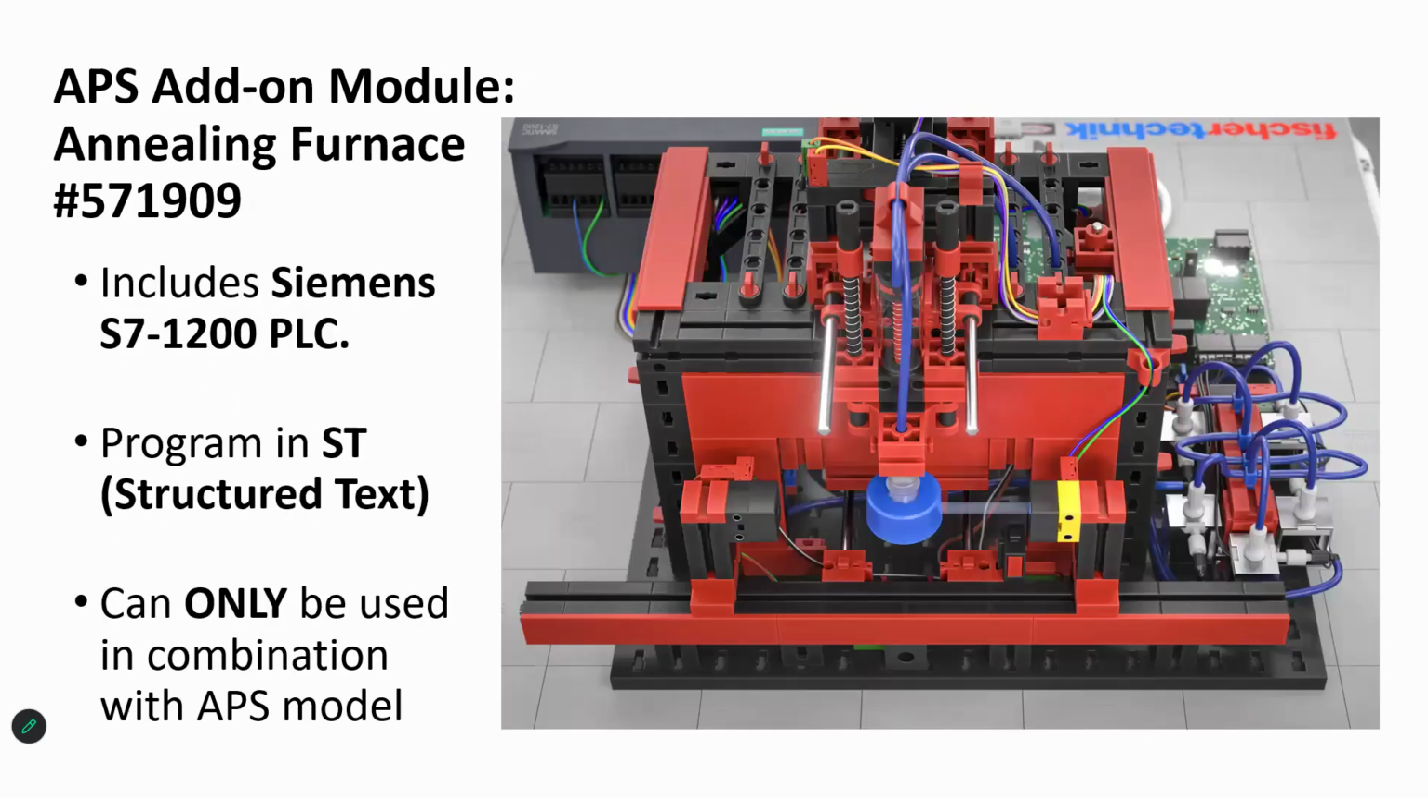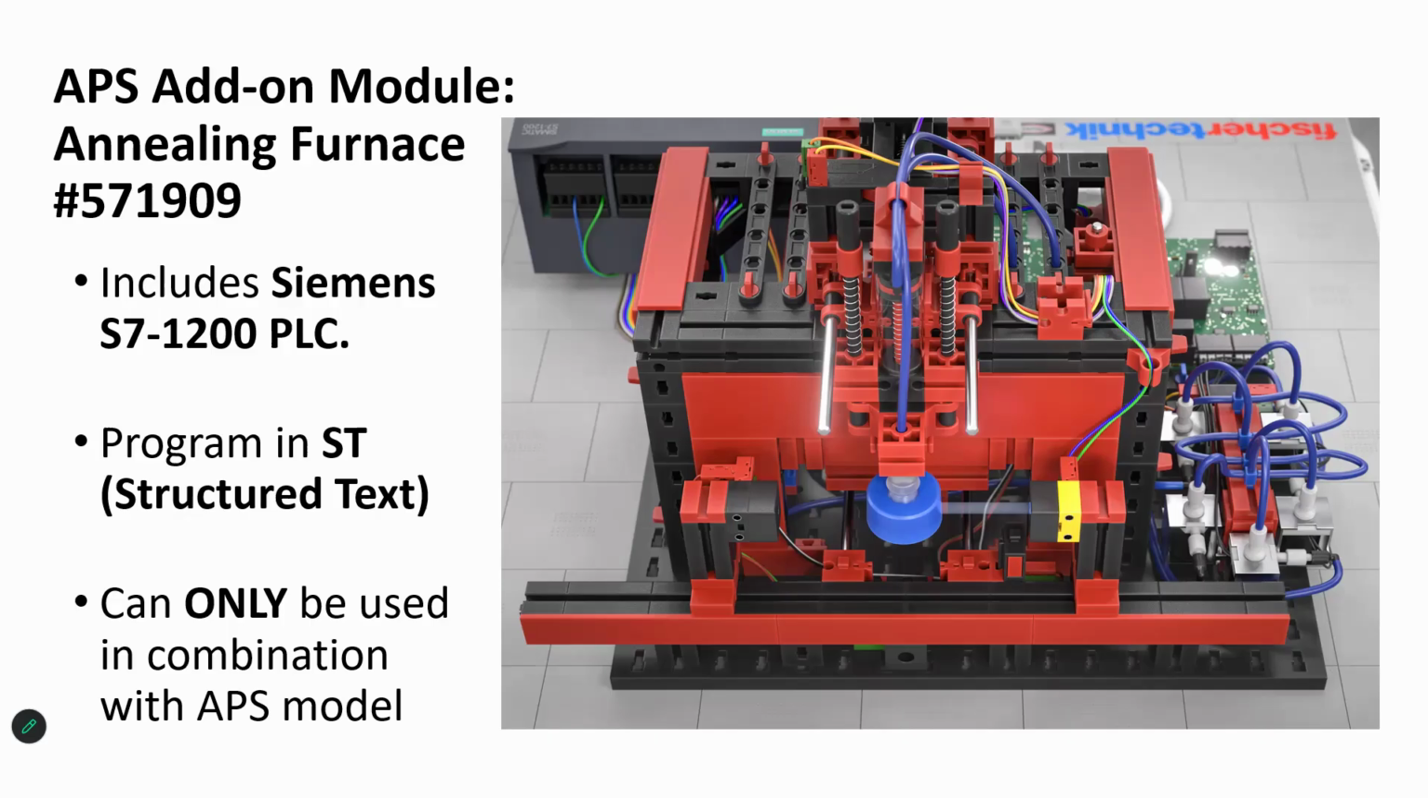The module, like most of the modules of the APS, again includes its own Siemens S7-1200 PLC, which has been pre-programmed in structured text. As an FYI, the annealing furnace module has dimensions of approximately 22.5 by 15 by 9 inches, and it has a weight on its own of approximately 10 pounds. But it is, of course, designed specifically for use only in combination with the APS model.